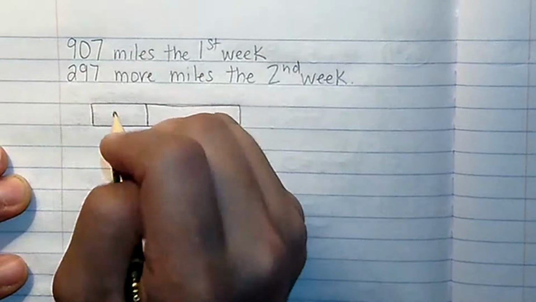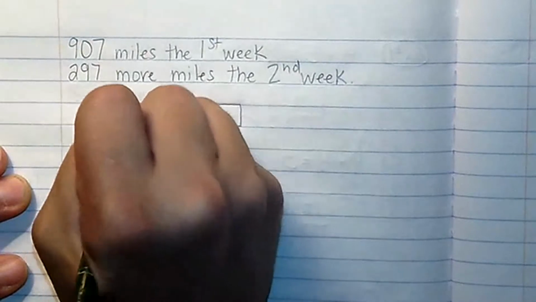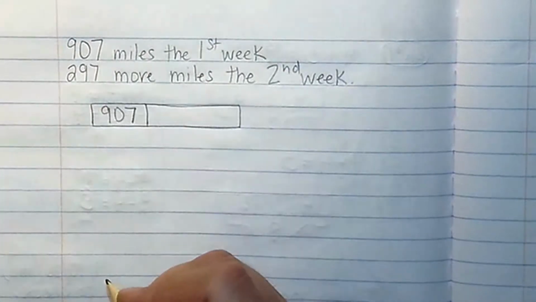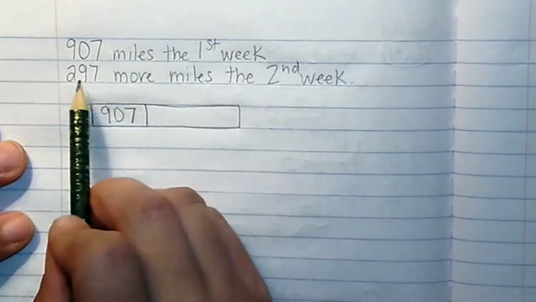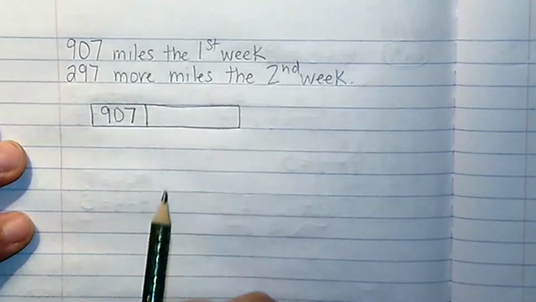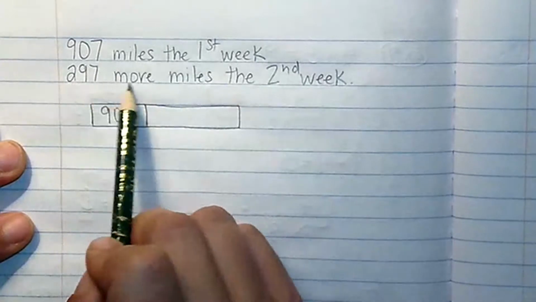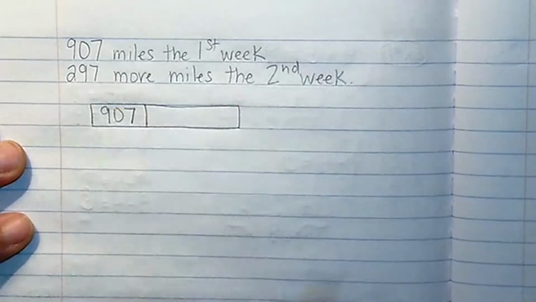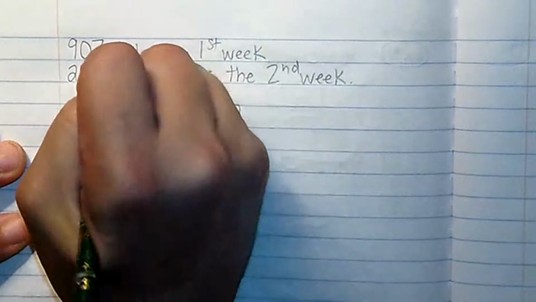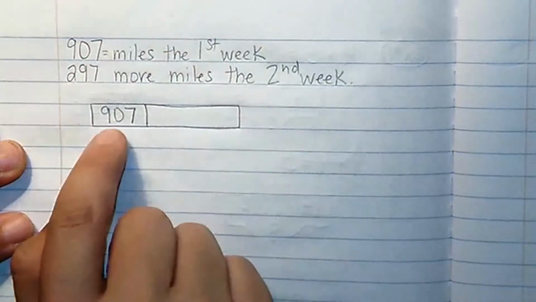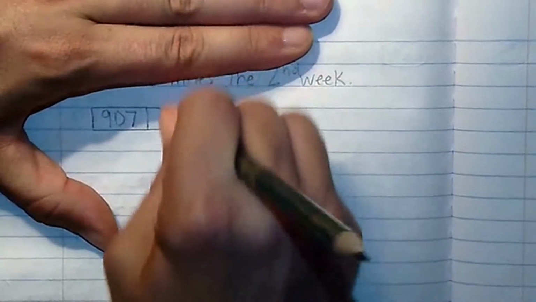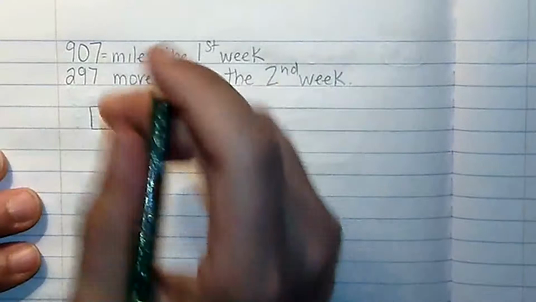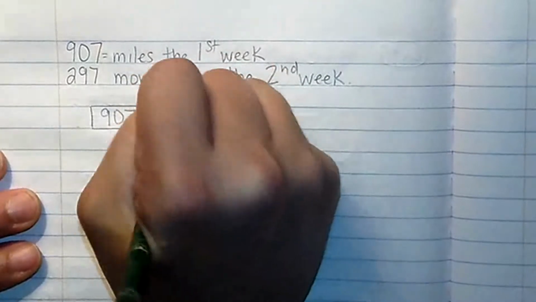So we know that the first week he rode 907 miles. The second week, he rode 297 more miles. He rode 297 more miles in the second week. So we know the first week is this. We know this is 297 more than that. So look, I made the wrong tape diagram. I'm going to erase this tape diagram. I have to use 907 and add 297 to it.